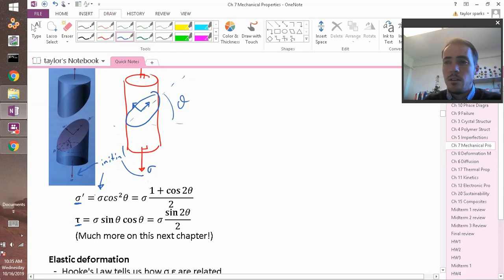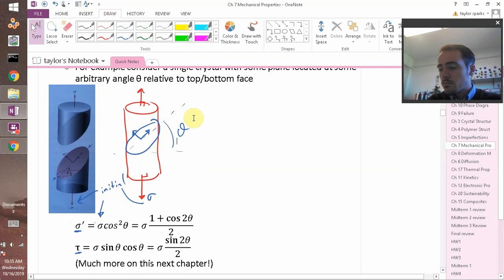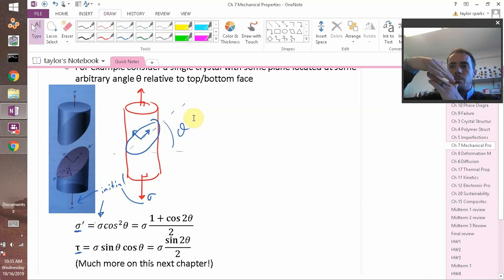And along that plane, you might have a significant shear stress. The shear stress might be really large. So why do we care about that? The reason we care is because many materials tend to slide past each other before they break from each other.